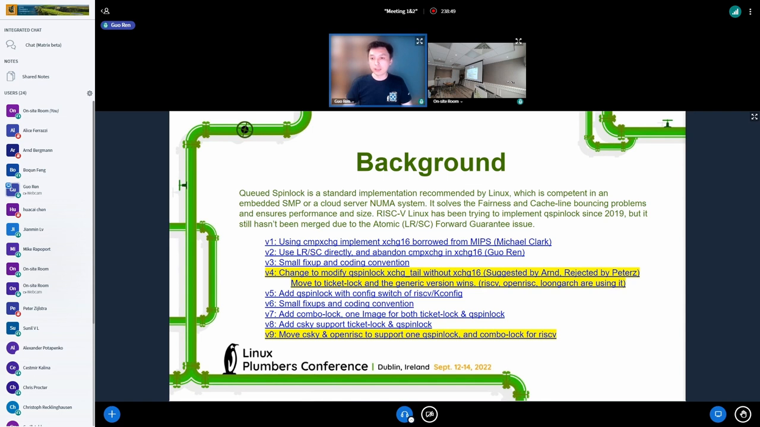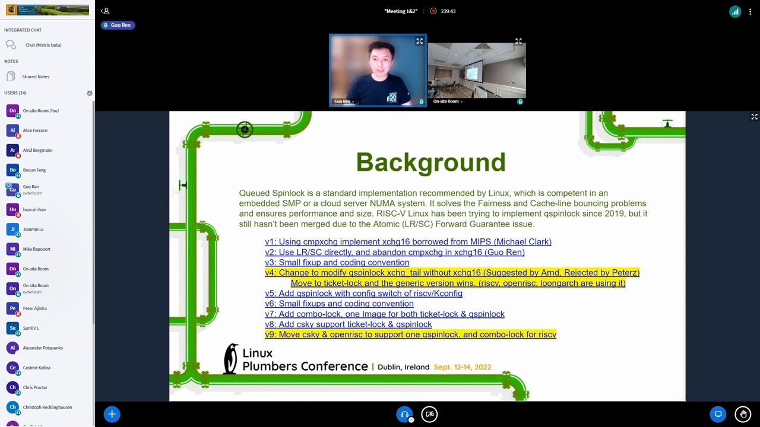A valuable function in the kernel. We started work in 2019, and version one was made by Michael Clark. This code borrowed from MIPS and just wrapped by the compare exchange. And in version two, I directly used assembly code to implement the compare exchange 16. The code is not perfect, but it's correct. I think I have reviewed that. And then some small fixups and coding conversion in version 4.